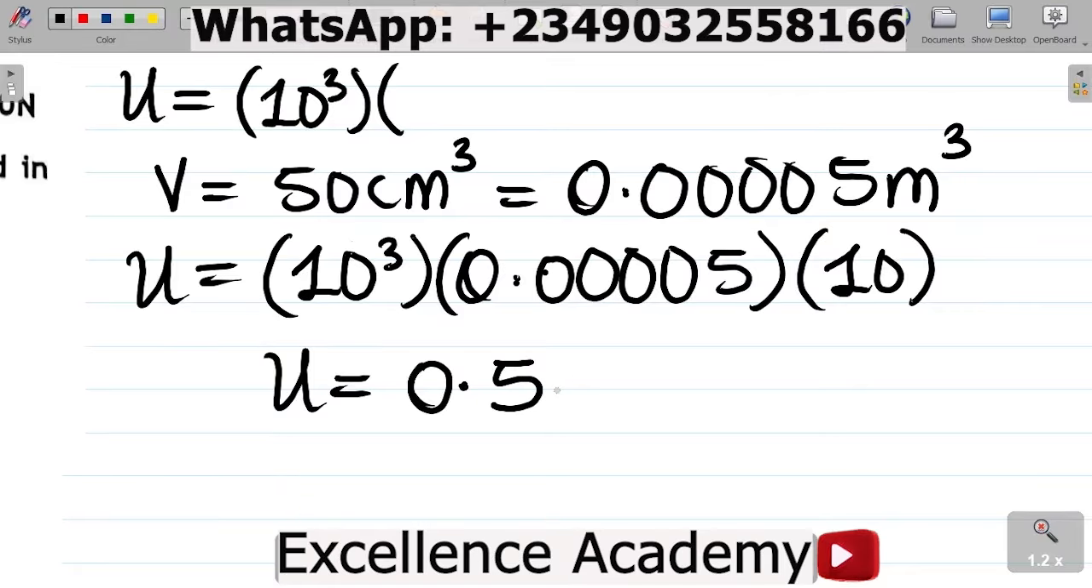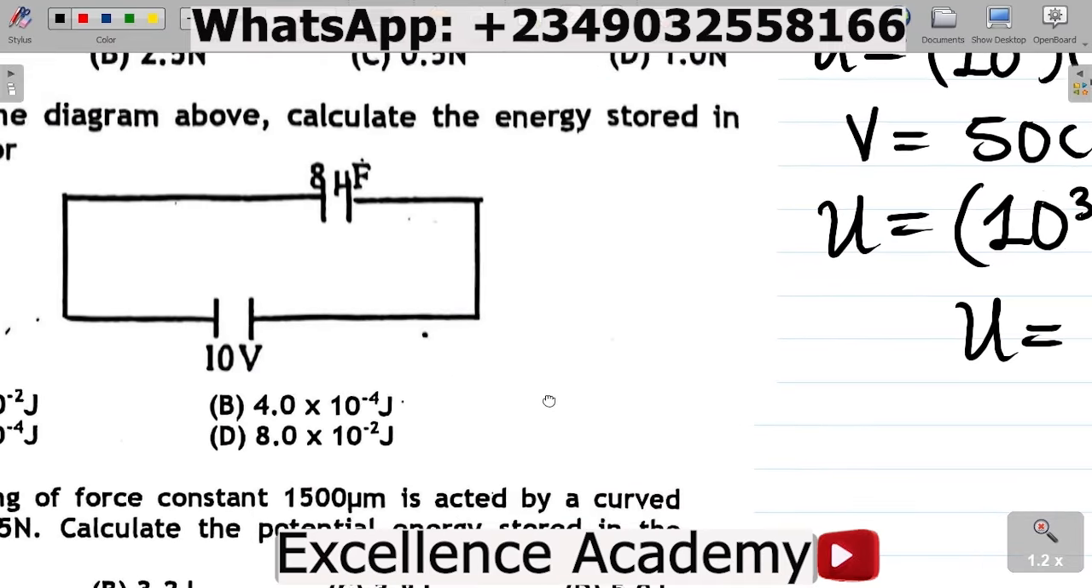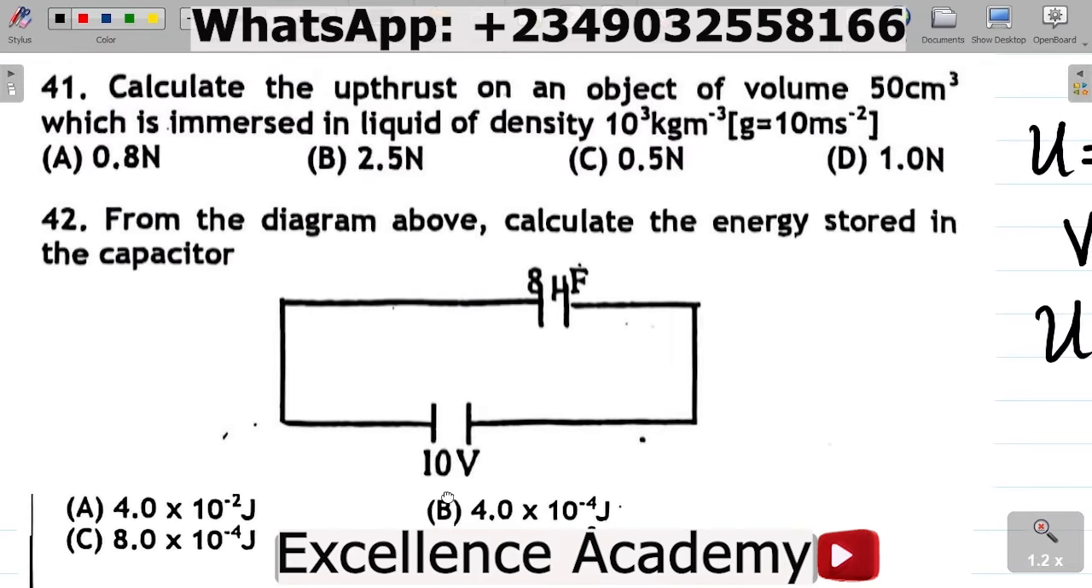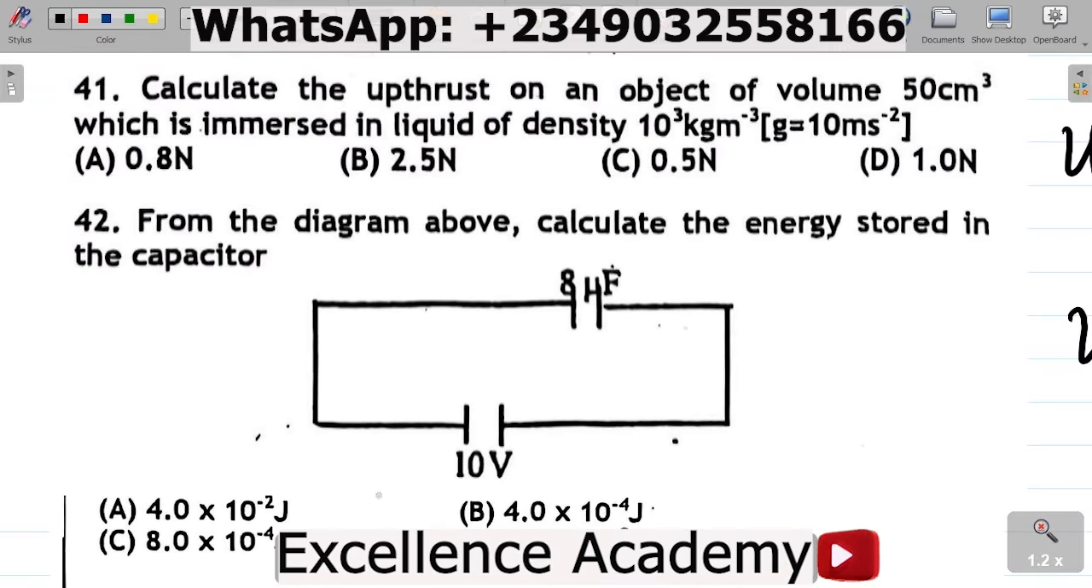Upthrust, as we said, is a force, so it will be in Newton. So you have 0.5 Newton. That's the value of this. So if you look at that, that is option C, 0.5 Newton. That's your correct answer. All right, so that one is done.